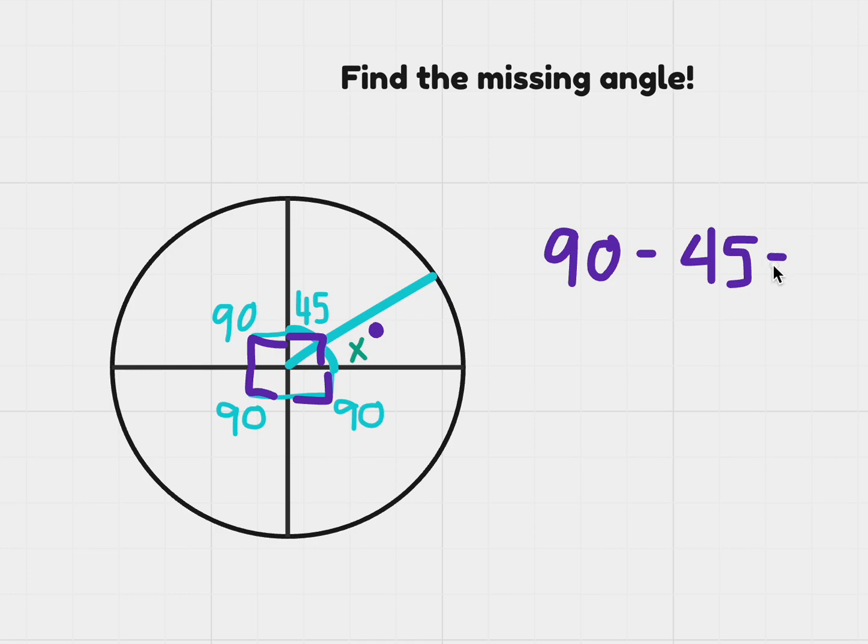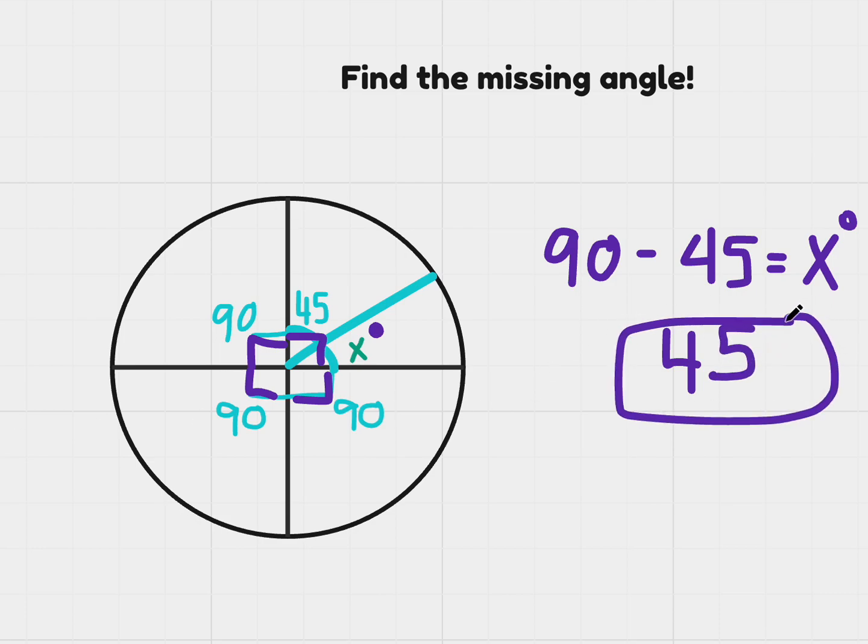Angle X is somewhere between 90 and 0, and it's definitely going to be less than 90 degrees. So we can just do 90 minus 45 to get the value of angle X, which is just going to be 45 degrees. And so that's how you solve it, right? You can also solve this in other ways.